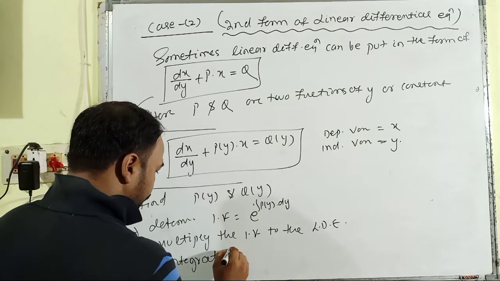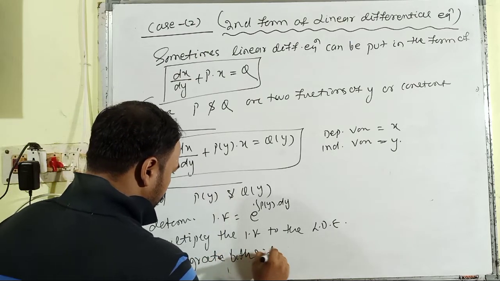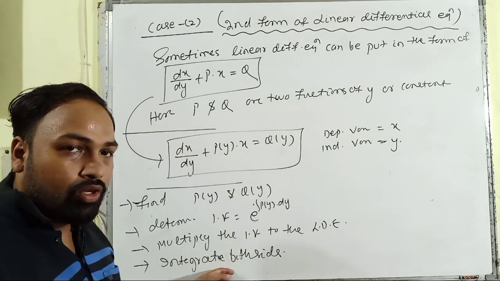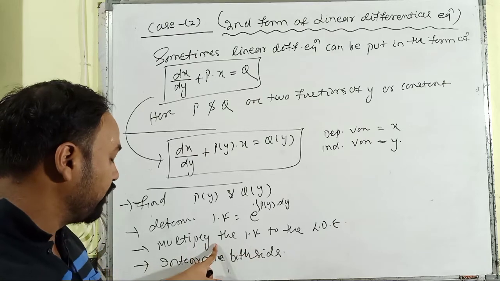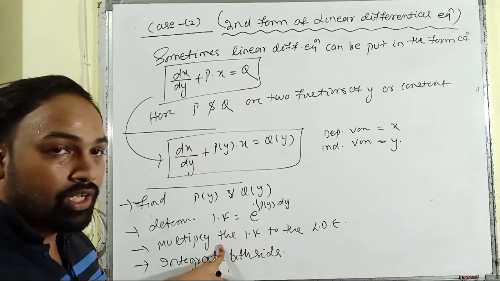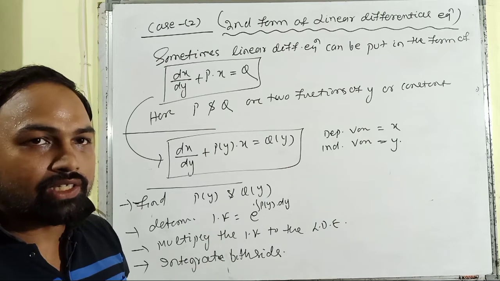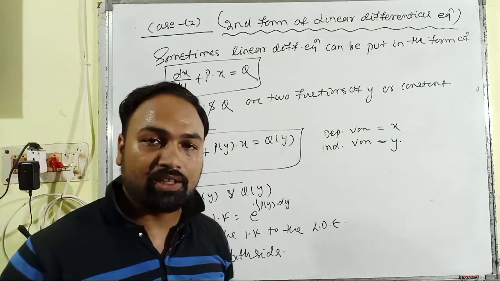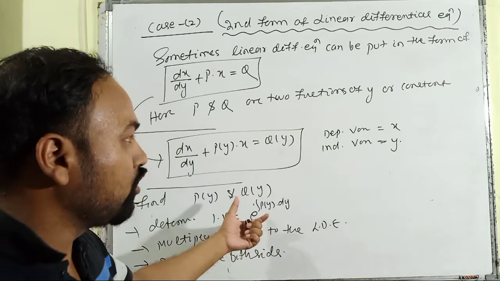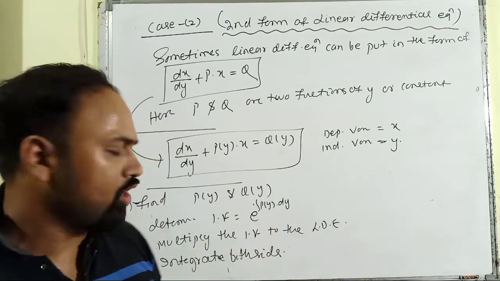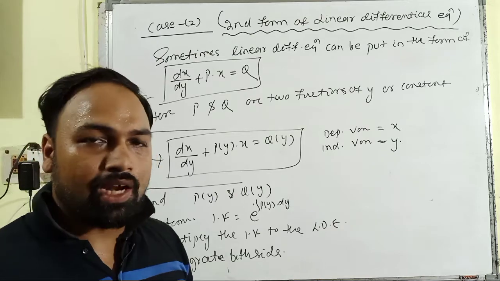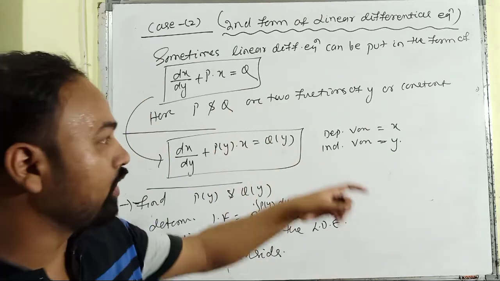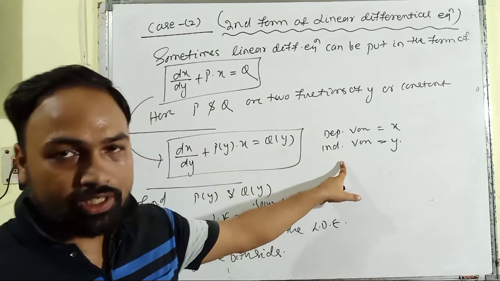Integrate both sides, so that the solution can come out here. Before integrating, we have to put the differential equation in some suitable form so that it can be integrated. So these are all about the second form of the linear differential equation. The procedure to find the solution is very similar to the first linear differential equation, but there is a change between the dependent variable and the independent variable.